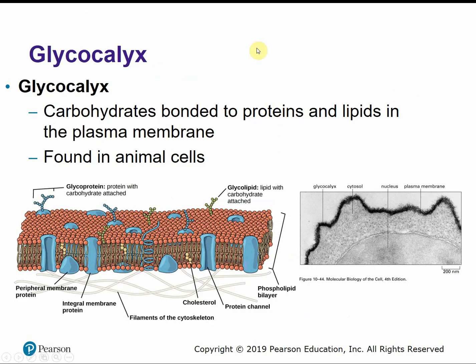The glycocalyx found in some eukaryotic cells is composed of carbohydrates that are bonded to proteins or lipids within the plasma membrane. So glyco meaning sugar, calyx meaning case or coat. So it's just the sugar coat on the outside of a cell. We have different proteins and lipids projecting off the surface of the cell membrane, and some of these have sugars attached to them, glycoproteins or glycolipids. Under the microscope, this glycocalyx is shown as a fuzzy outer layer of the cell membrane.